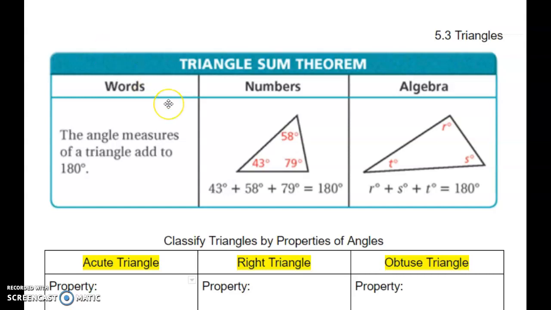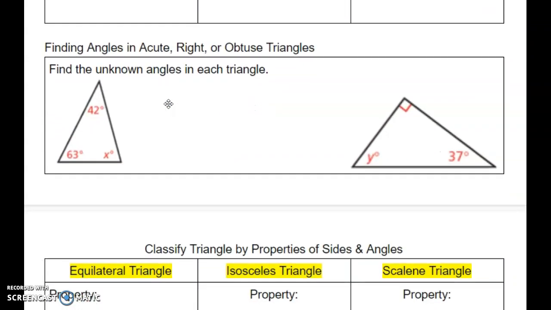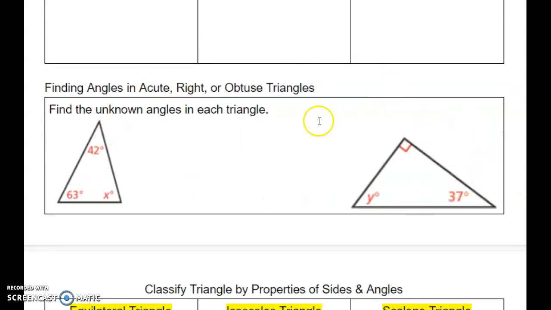And so right now I want you to jump down the notes a little bit, skipping that first table, and take a look at the bottom of the first page here. And it says finding angles in acute, right, or obtuse triangles, okay? So in our first example, we know the three angles add up to 180 degrees. There's two ways you can approach this. I can take the 180 and subtract the 42 and then subtract the 63, and that leftover amount is x. A lot of you prefer, though, to add first. So what we could do is take our 42, we can add our 63, and that would give me 105 degrees.